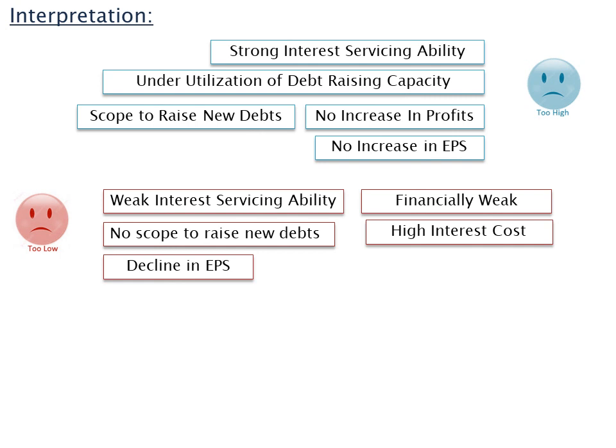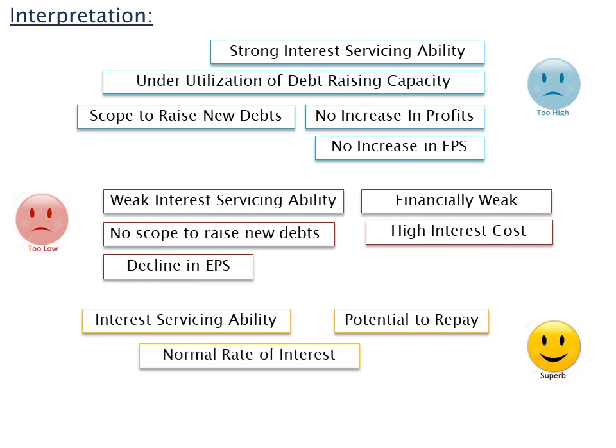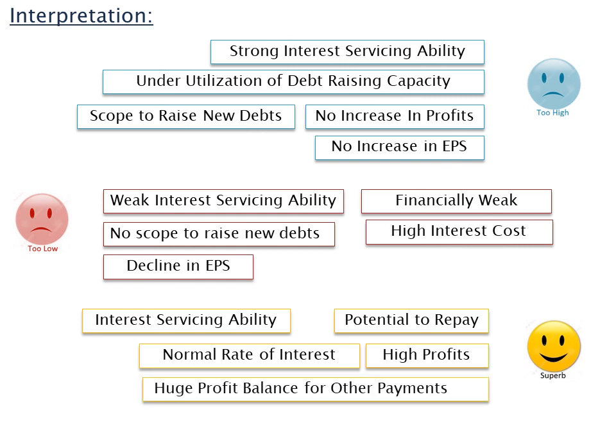An interest coverage ratio near the norms is considered superb. It indicates good interest servicing ability of the firm with good potential to repay its interest on time. Such a firm will be able to get new loans at a normal rate of interest due to less risk of default. Due to the use of a proper debt equity mix, the firm will be able to generate high profits. Consequently, after paying interest, a huge amount of profit balance will be available for other payments, and this will help to increase earning per share. So friends, this is all for interest coverage ratio.